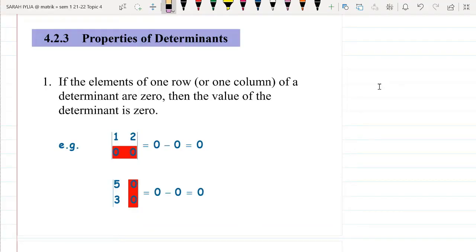Everyone. In this video, we will discuss properties of determinants. So we start with property number 1. If the elements of one row or one column of a determinant are 0, then the value of the determinant is definitely 0. Maksudnya kat sini, kalau kita ada matrix yang satu row dia ataupun satu column dia, all entries are 0, then our determinant definitely would be 0.